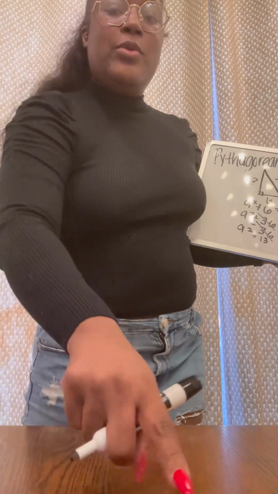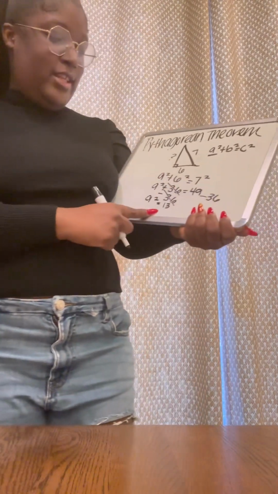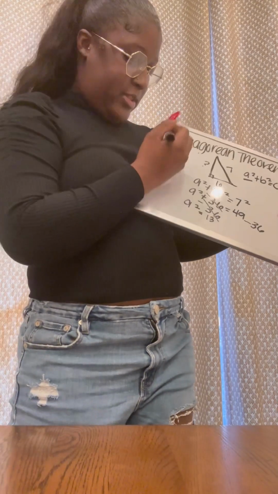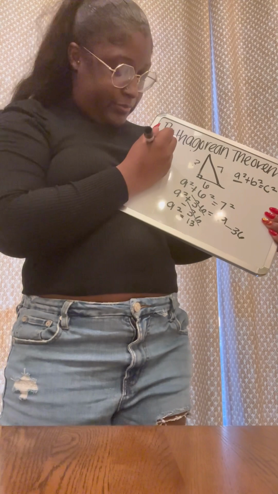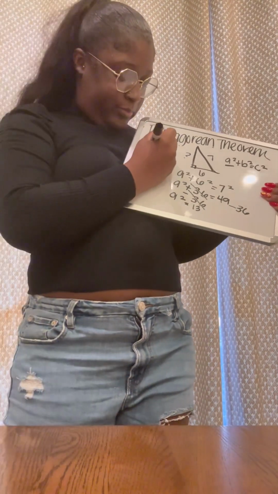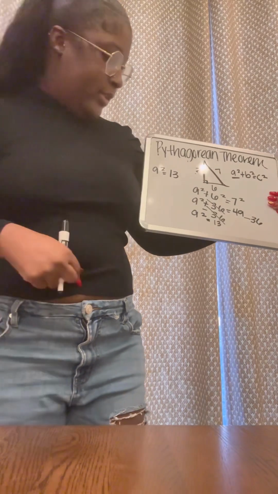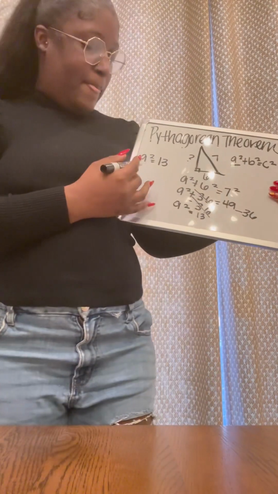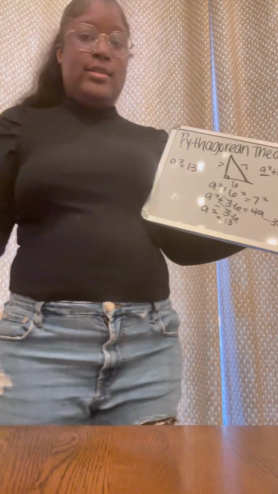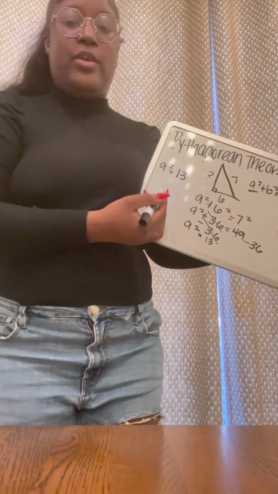Yes. So now that we have a squared is equal to 13, let me put that over here because you can't really see it. It's all the way at the bottom. Okay, so now we're going to need to get the a by itself. So what do we do to get rid of this square?